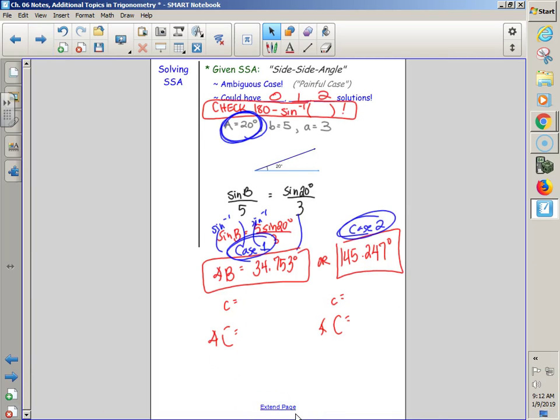Okay, what did you get for the first one, for the little acute option for angle B? Angle C was 125.247. Do you agree? Okay. What was the angle C for this guy over here?